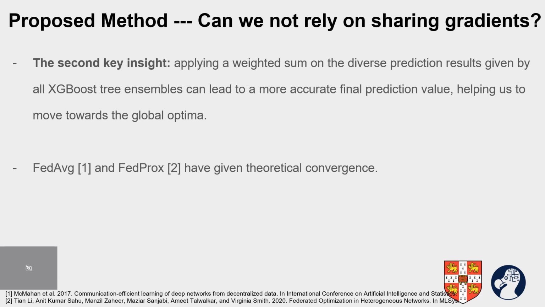The second insight is that the heterogeneity causes the trained XGBoost models on different clients' local datasets to converge to local optima that are far away from each other. Consequently, given a data sample, these XGBoost tree samples output different prediction results. However, among all tree samples, some can give more accurate predictions because the data sample may be closer to an underlying distribution of their trained datasets. Thus, applying a weighted sum on diverse prediction results given by all XGBoost tree samples can lead to a more accurate final prediction value, helping us to move towards a global optimum.